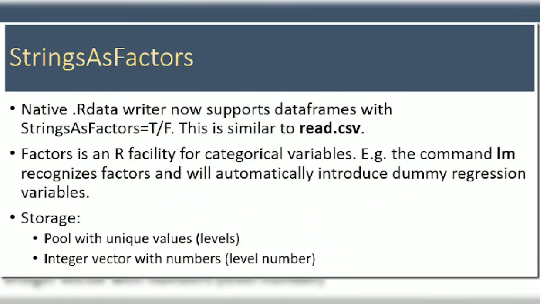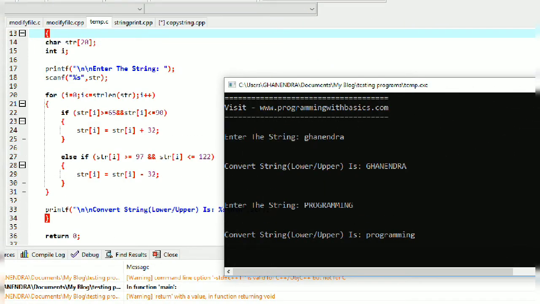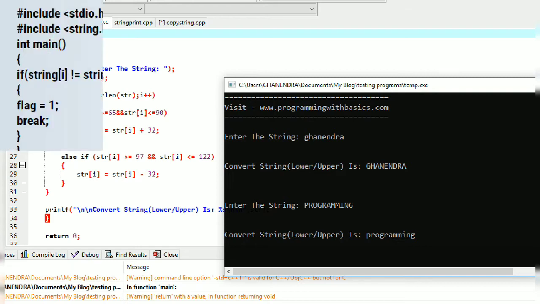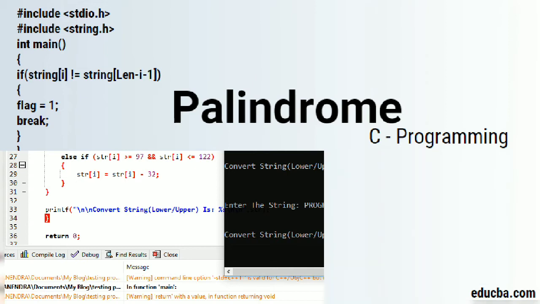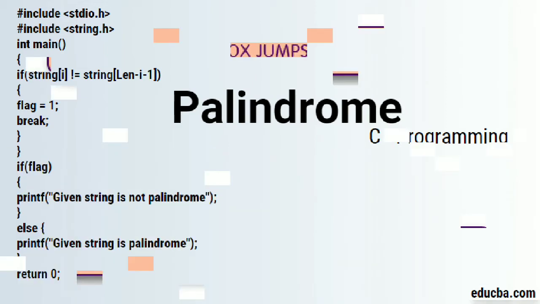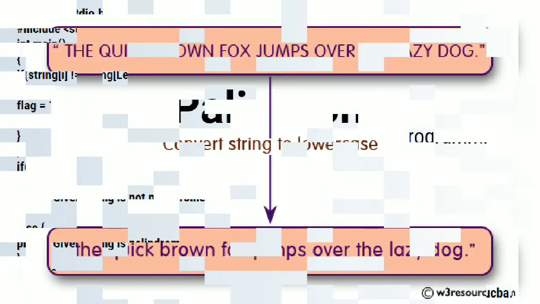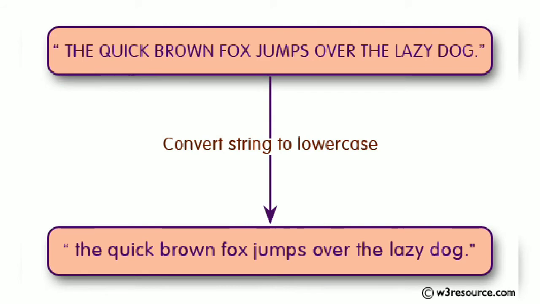For example, the string "Hello World" contains 12 characters including the \0 character, which is automatically added by the compiler at the end of the string.